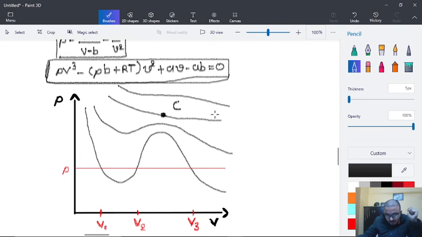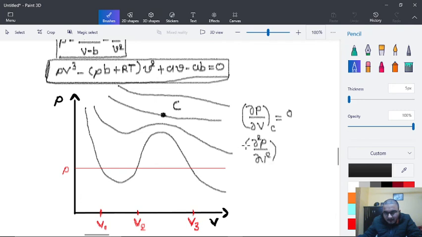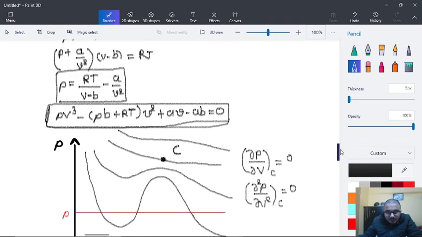So this is the critical point, and for critical point the mathematical formulation that we should be getting is del P over del V at critical point C is equal to 0, as well as del 2P over del V square at C is equal to 0. So here we will continue this topic in our next lecture.